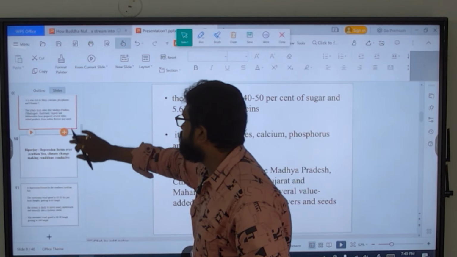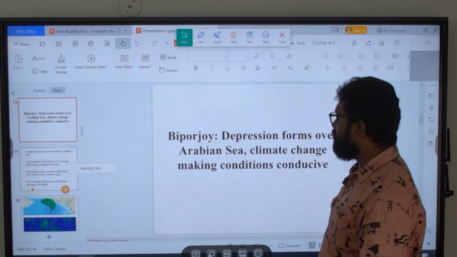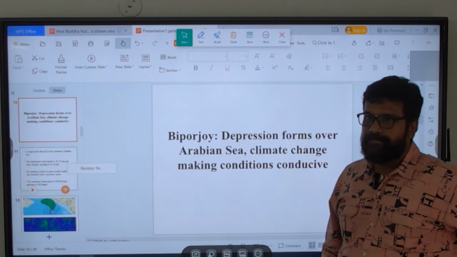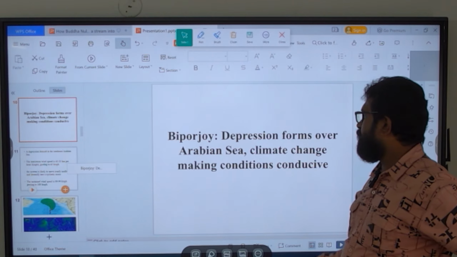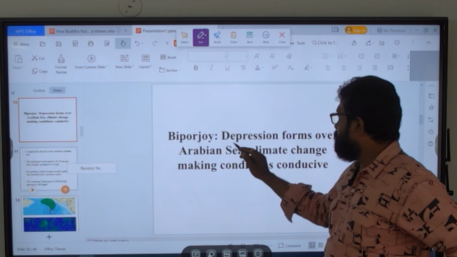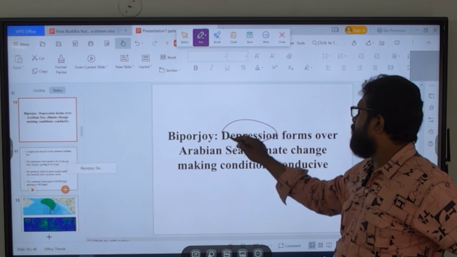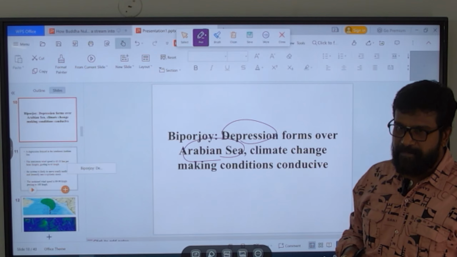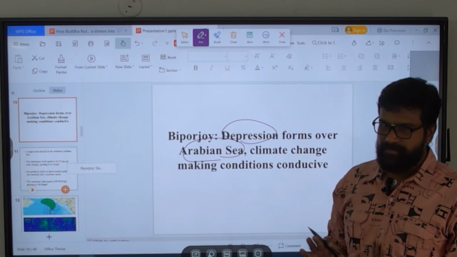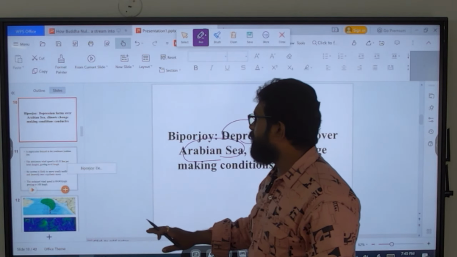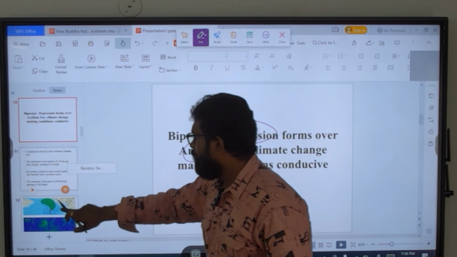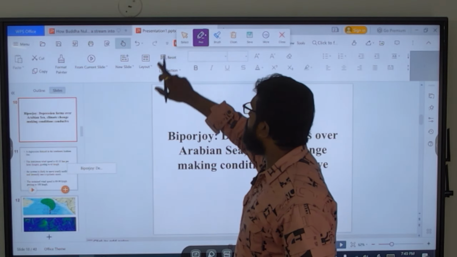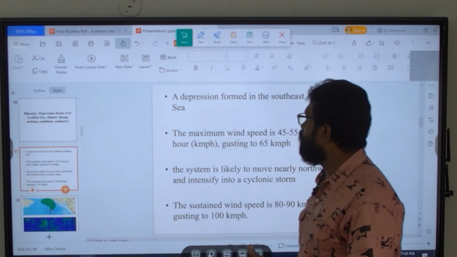Then the next one, you see this as an important thing, before joy. What does this mean? You see, actually this is a depression which forms over the Arabian Sea. That depression might have converted into a cyclone, right? Look at here. Now you might ask me a question: what is a depression and what is called a cyclone, which we studied in our conventional area? Look at here.